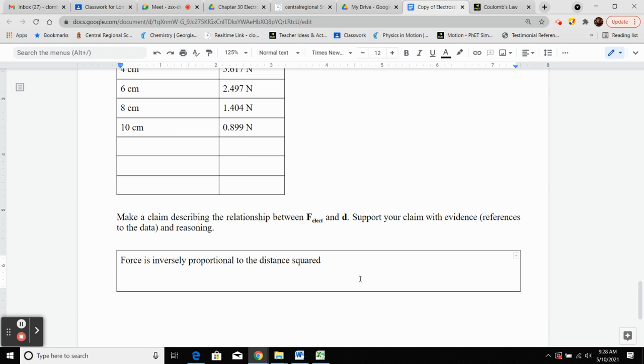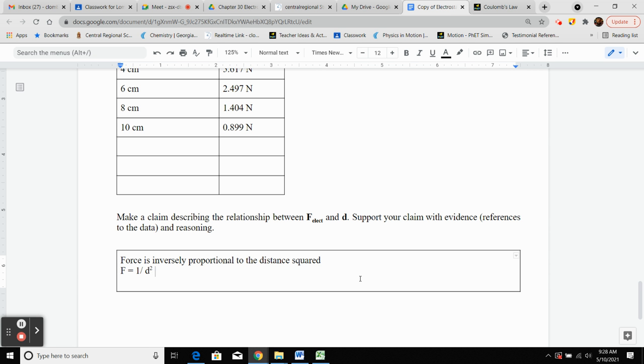And now if you had to put that into an equation, F equals whatever's on top. We don't know what's on top. Divided by D. How do you write the square? Control period to get the superscripts. Hit the 2 button, boom, control period again to put it back down. So that is how the force is proportional or related to the distance.